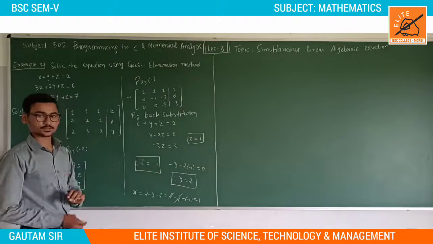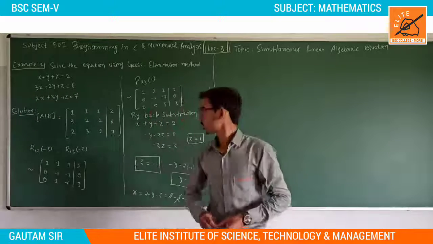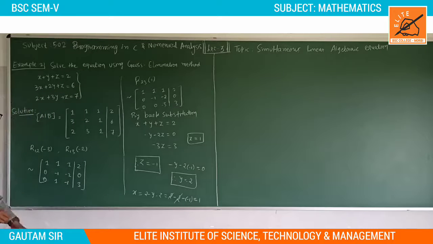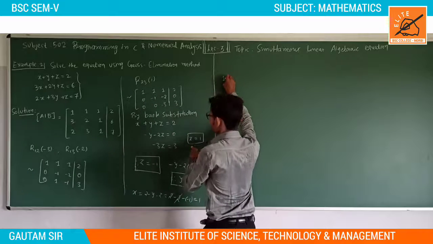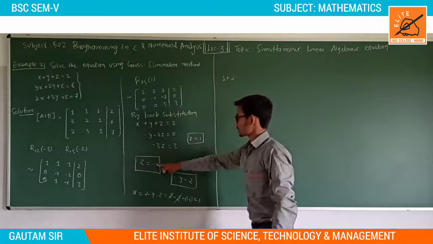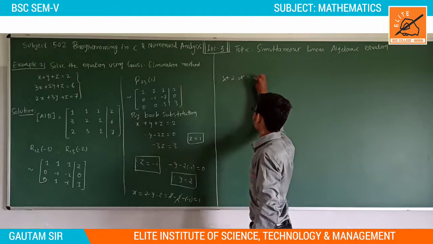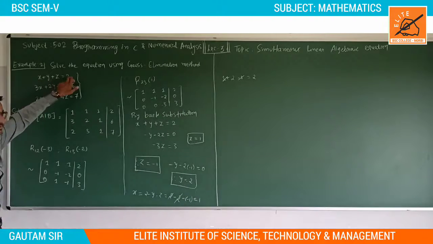That is our answer. How do we verify that it is the correct answer? Put it in any one of the equations. So put it in the first equation: x is equal to 1 plus y is equal to 2, z is equal to minus 1. So minus 1 plus 1 cancel, giving 2. So the left hand side is 2 and the right hand side is 2.